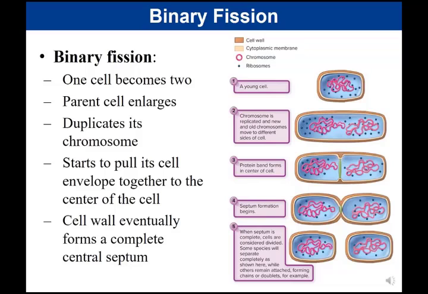And eventually, it's going to start to pull its cell envelope together in the center of the cell. So it's going to start to pinch in, and a protein band is going to form in the center of the cell. Then that's going to form a septum. It's going to produce this wall that's going to physically divide these cells into two. And that central septum is going to divide that one cell into two. And then these cells are going to be two identical daughter cells from the parental cell.